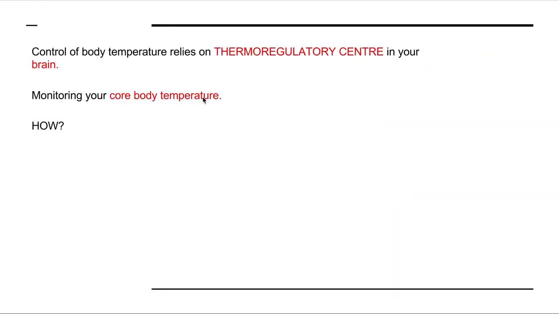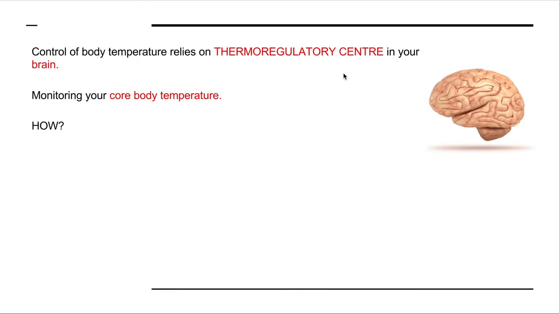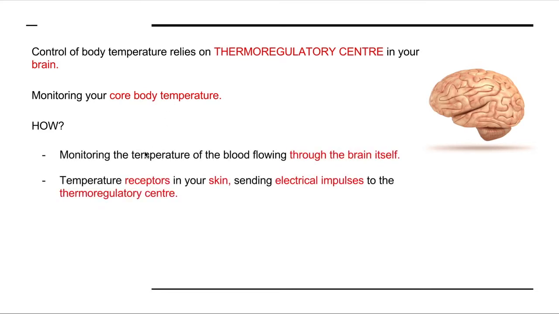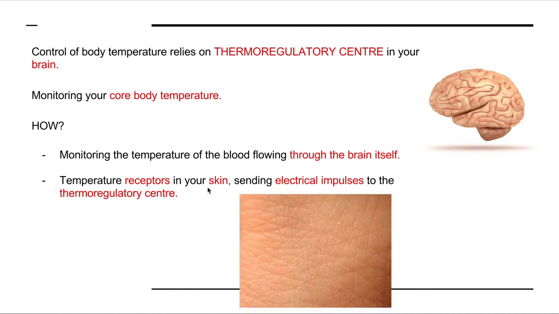Now, the control of body temperature relies on the thermoregulatory centre in your brain, which you need to know for your exam. It does this by monitoring your core body temperature. How does it do that? It does it by monitoring the temperature of the blood flowing through the brain itself. And temperature receptors in your skin send electrical impulses to the thermoregulatory centre. And that's how you can pick up changes in temperature.